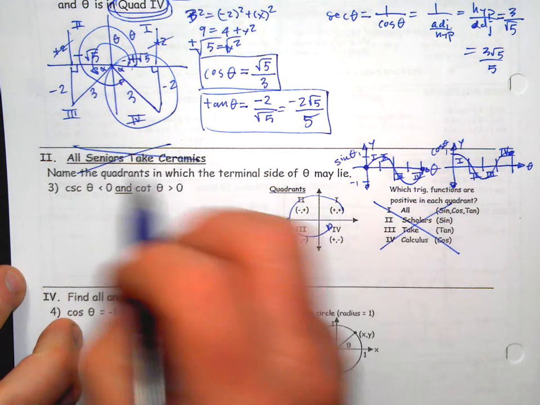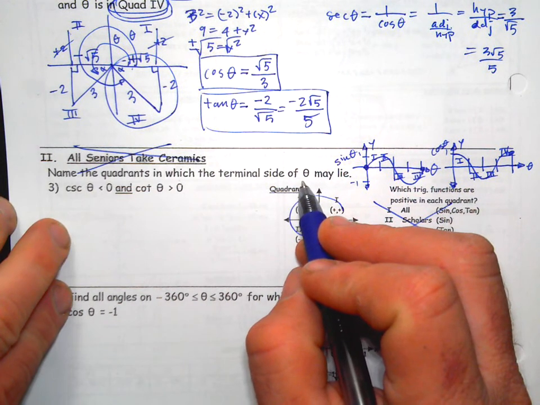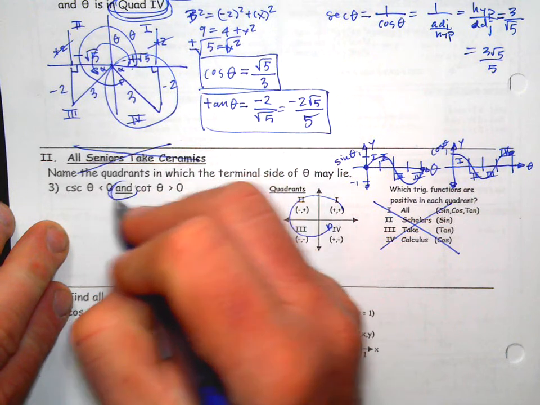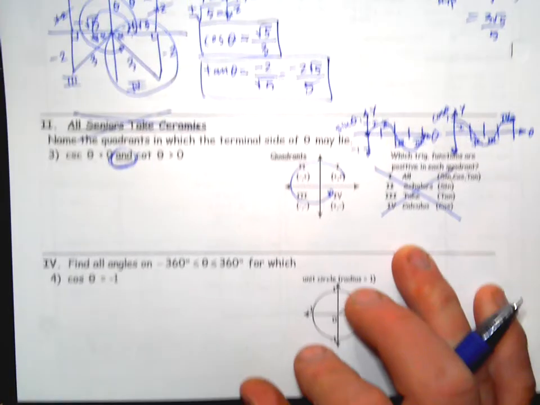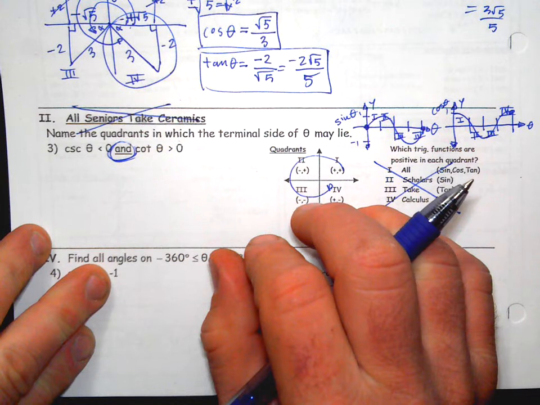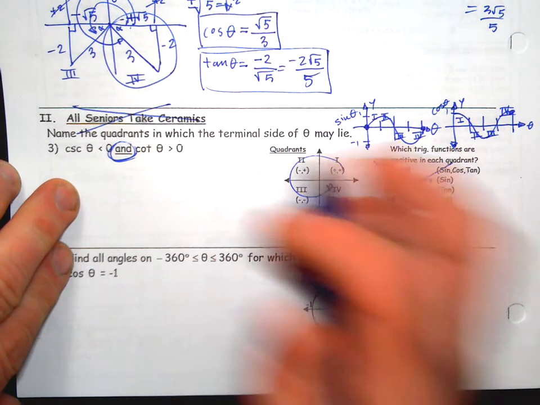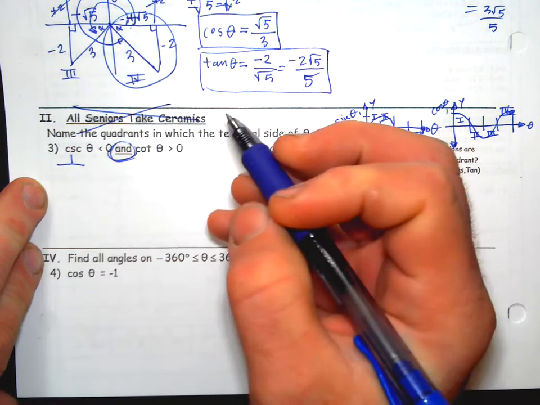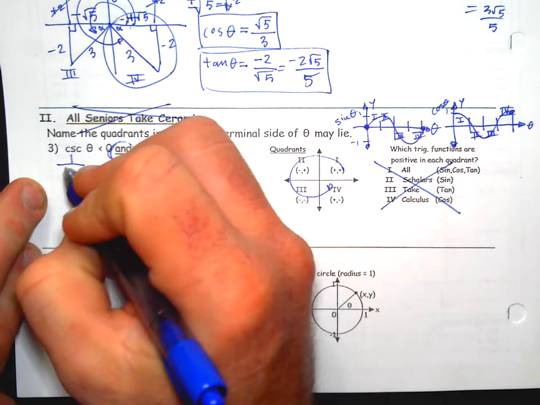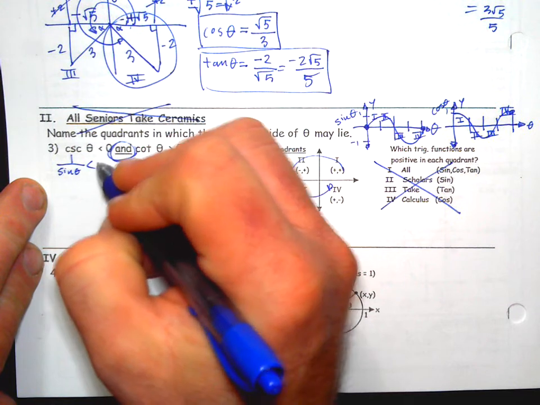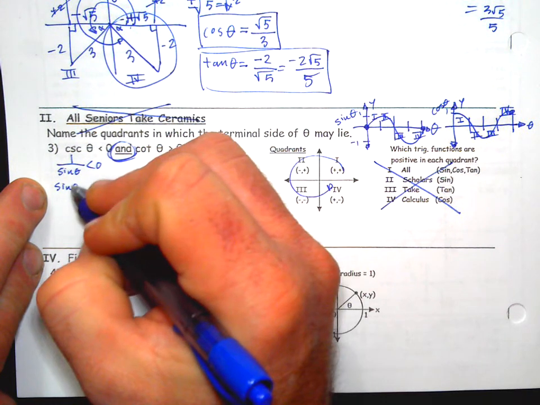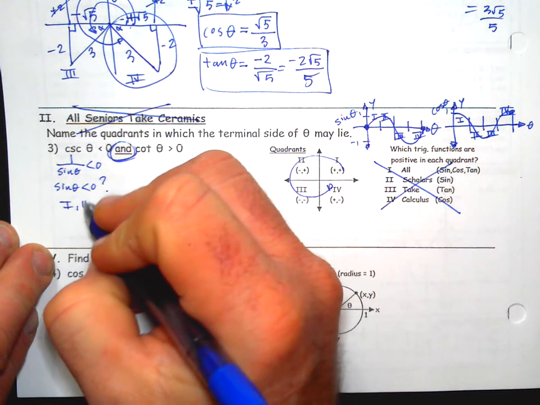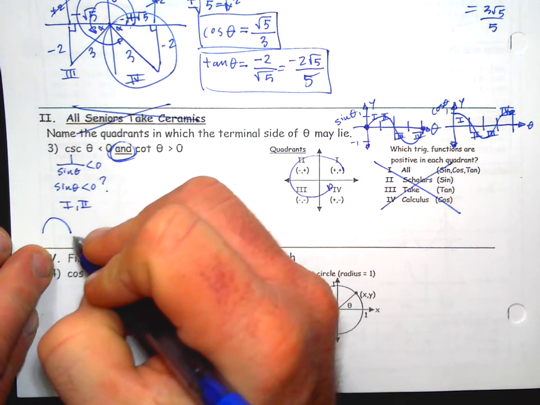So this is saying, name the quadrants in which the terminal side of theta may lie. Which quadrants could it be? And this is kind of like the compound conditionals we were doing last chapter. We're going to be doing it with trig this chapter too. When is cosecant negative? Well, I'm not going to memorize a bunch about cosecant other than it's 1 over sine, right? So essentially we're asking, when is sine negative? Well, that's going to be quadrants 1 and 2, right? It's that first part of sine, right?